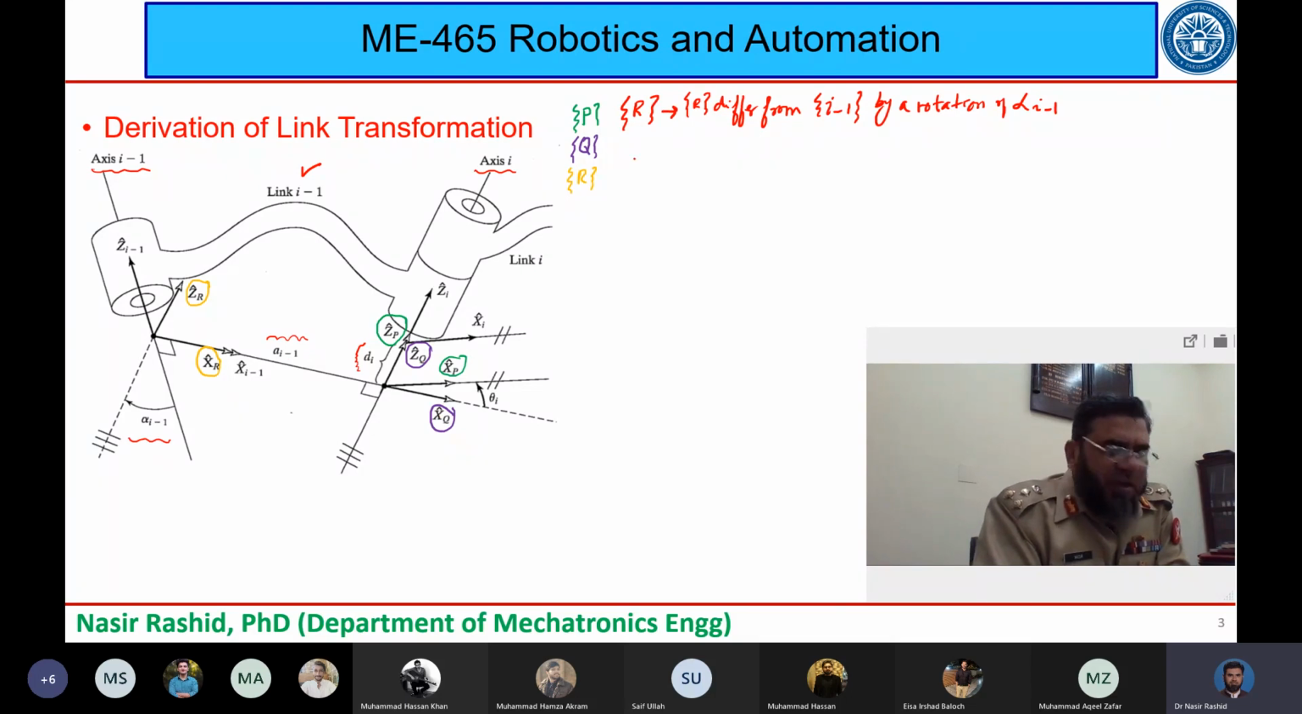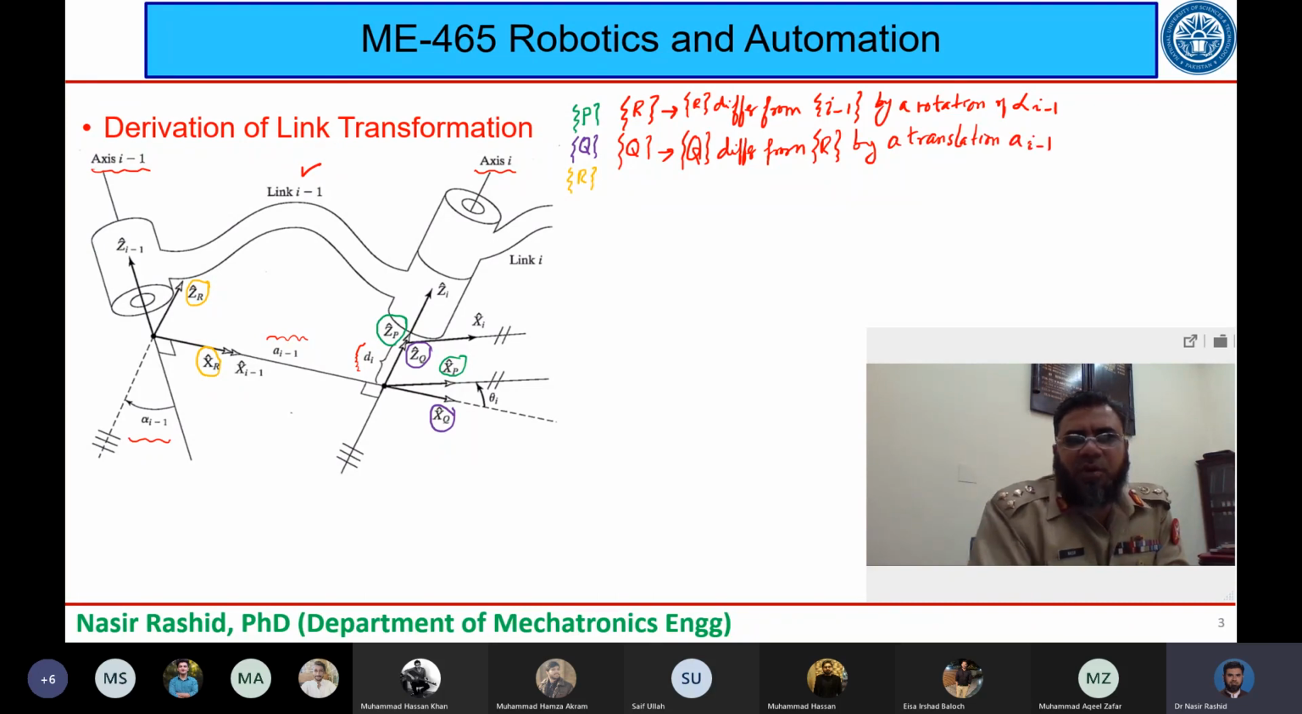So let me just write it down here. I may write down for Q that Q differs from R by a translation AI minus 1. So this is the second parameter which we have identified while dealing with these new frames.